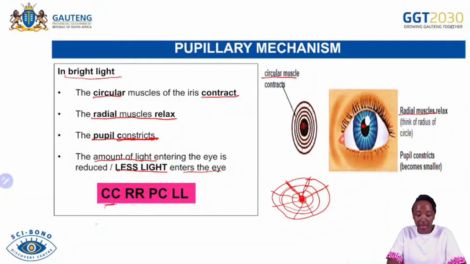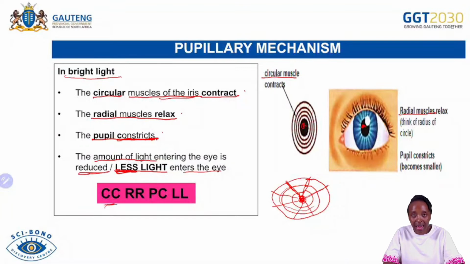Now I'm going to go back. It's very important here. Remember, it is the circular muscles of the iris. So very important when you explain. It is the circular muscles of the iris, then you get your full marks. But if you're just going to write circular muscles contract, which muscles are you talking about? So it's circular muscles of the iris contract, the radial muscles of the iris relax, then the pupil constricts, allowing less light, very important, or reducing the amount of light that enters the eye.